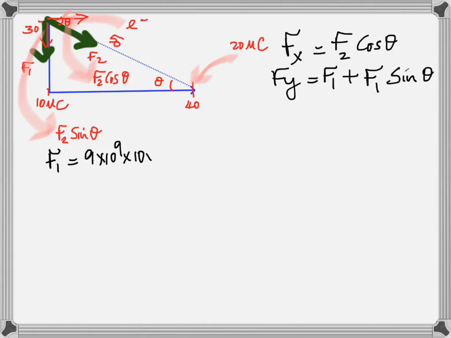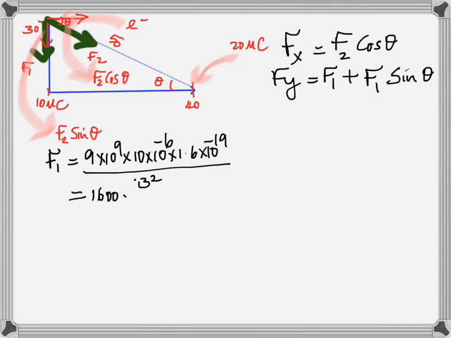And then find F1 using k Q1 Q2 by r squared, which I have done. Microcoulomb is changed into coulombs, and the other one is an electron, and that's the charge of the electron, okay? So divide by 0.3 squared, and I get 1600 times 10 to the negative 16 Newton. That's F1.